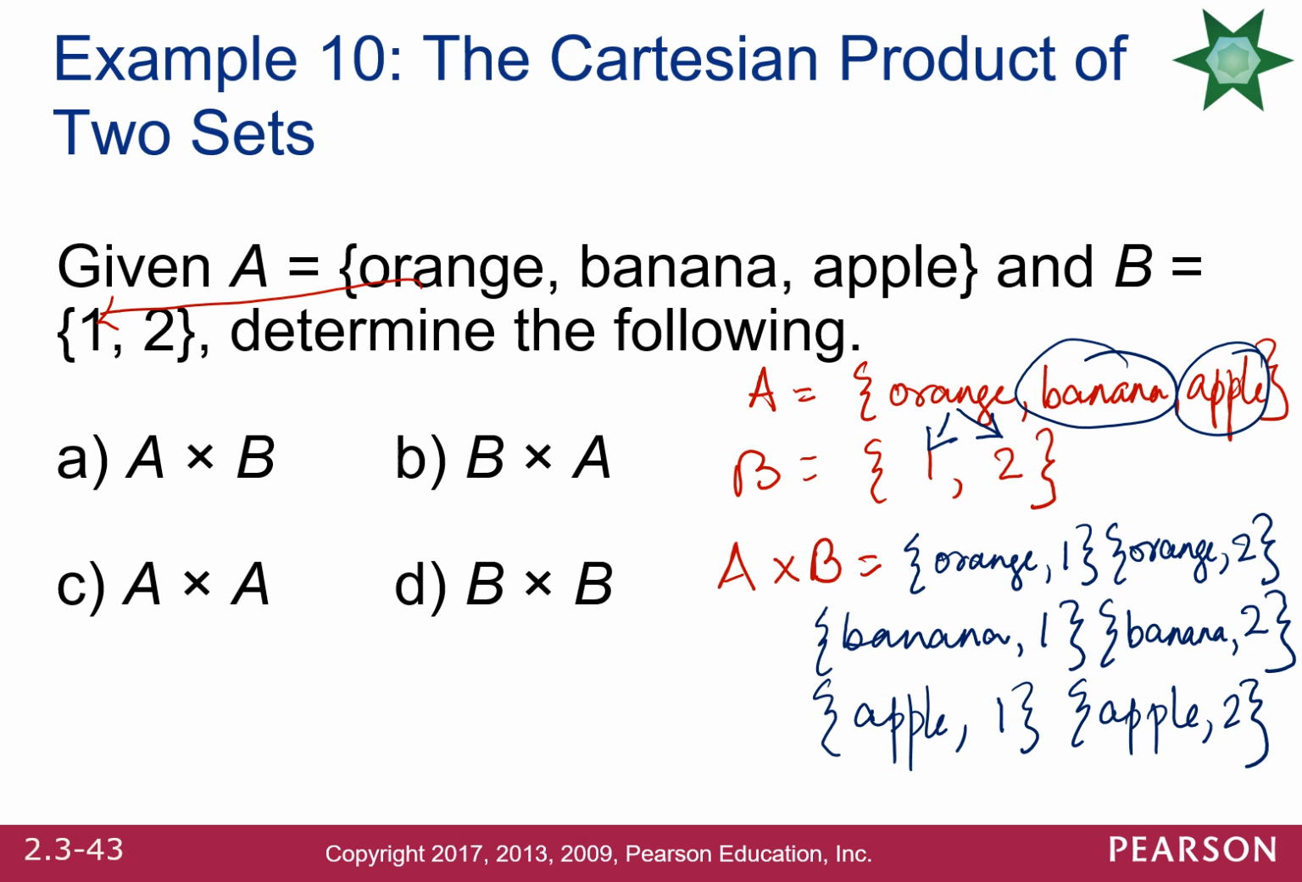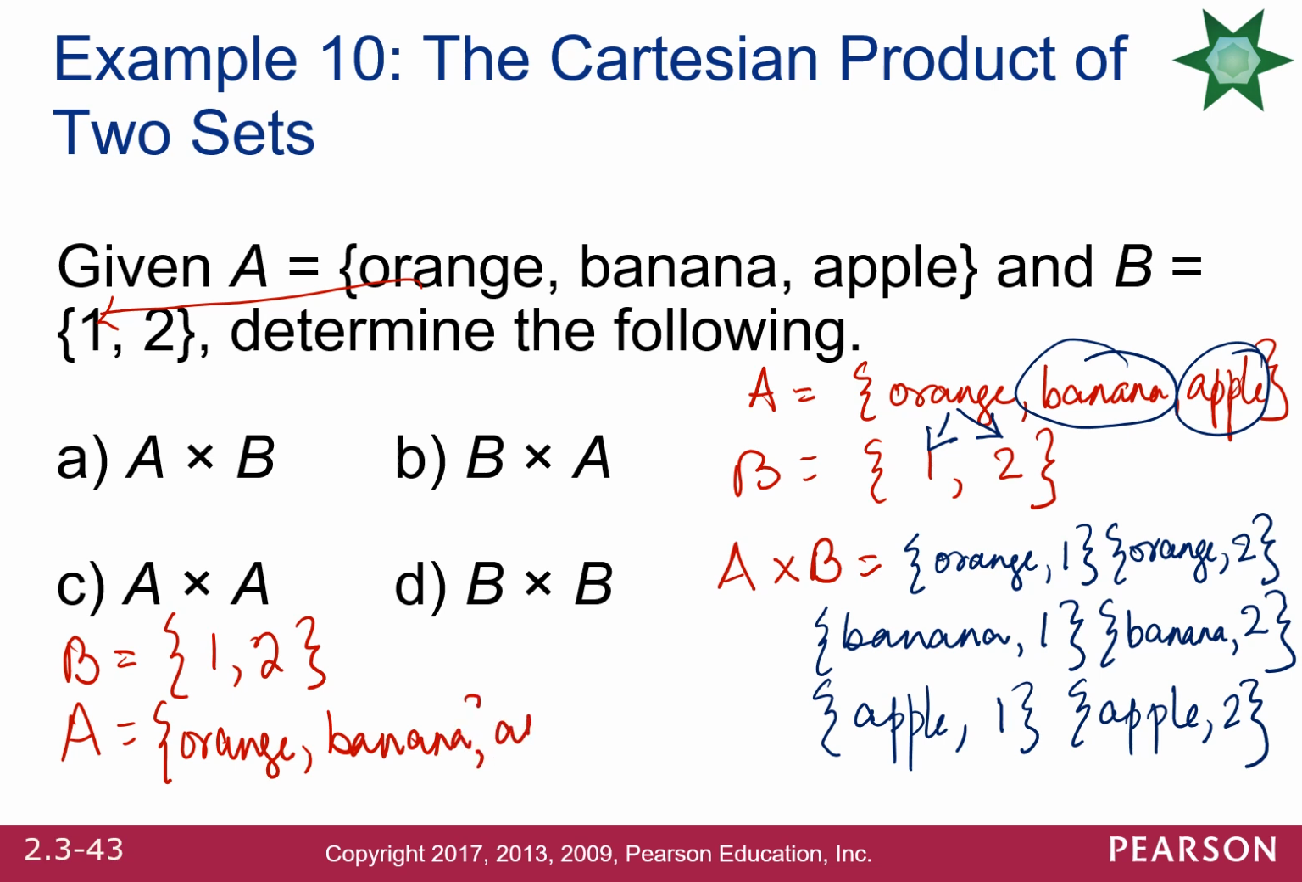Now this time B is going to be on top. So it's going to be B equals 1, 2, and A is going to be orange, banana and apple, right? So now we are combining 1 with orange, banana, apple. So 1 orange, 1 banana, 1 apple, and then 2 orange, 2 banana, and 2 apple. All right, so let's list that.